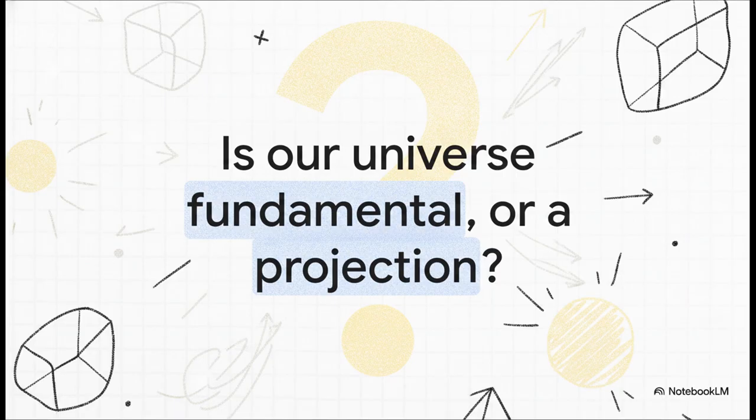We usually assume the reality we see around us, the chair you're sitting in, the screen you're looking at, even your own hands, is the absolute bottom layer of existence. We treat it as fundamental. But what if it isn't? What if literally everything we observe in our familiar four-dimensional universe is just a shadow or a projection of a much deeper, hidden reality? That is the exact question we're unpacking today.